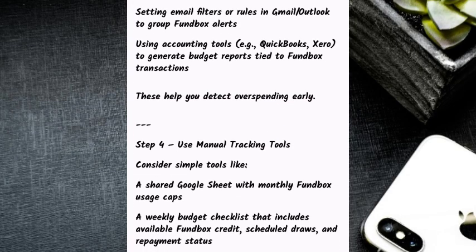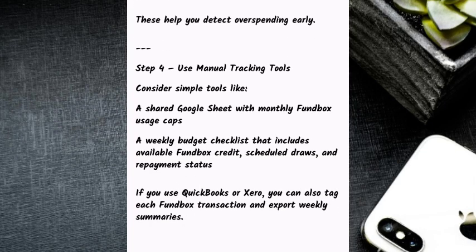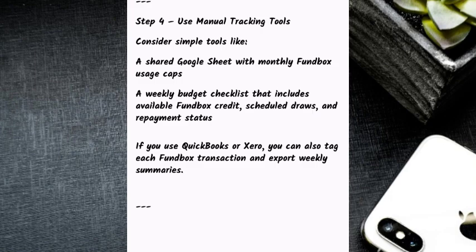Step 4 is to use manual tracking tools. Now, you want to consider simple tools like a shared Google Sheet for monthly Fundbox usage caps, as well as a weekly budget checklist that includes available Fundbox credit, scheduled draws, and of course repayment status. Now, if you use QuickBooks or Xero, you can also tag each Fundbox transaction and export weekly summaries.